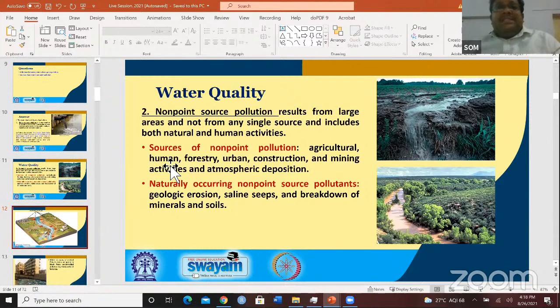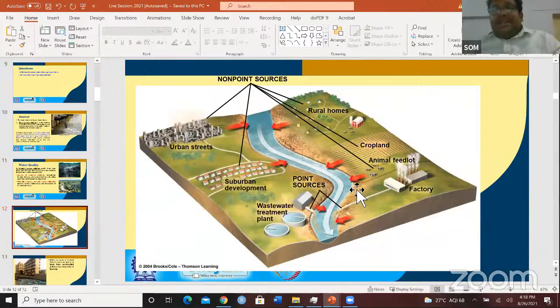So if you see this picture, it will be more clear to us. If you can see, there are different types of non-point sources and also point sources. For example, here you can see point sources like a wastewater treatment plant. The effluents are coming from the wastewater treatment plants, and also the effluents from the factories. The waste materials from the animal feedlot are coming and mixing with the water body. So these are some of the point sources.